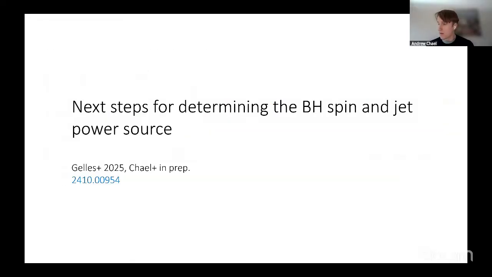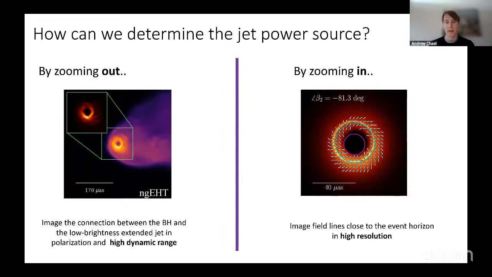Okay, so in the last 5 minutes, I will step through briefly some of the next steps we have for taking everything I've talked about to the next level and trying to determine more about the black hole spin and jet power source with polarization. The conceptual framework here is that so far with the EHT, we're only looking at things on one scale. We're looking at this ring of emission around the black hole, and we're measuring the polarized properties of basically one radius.